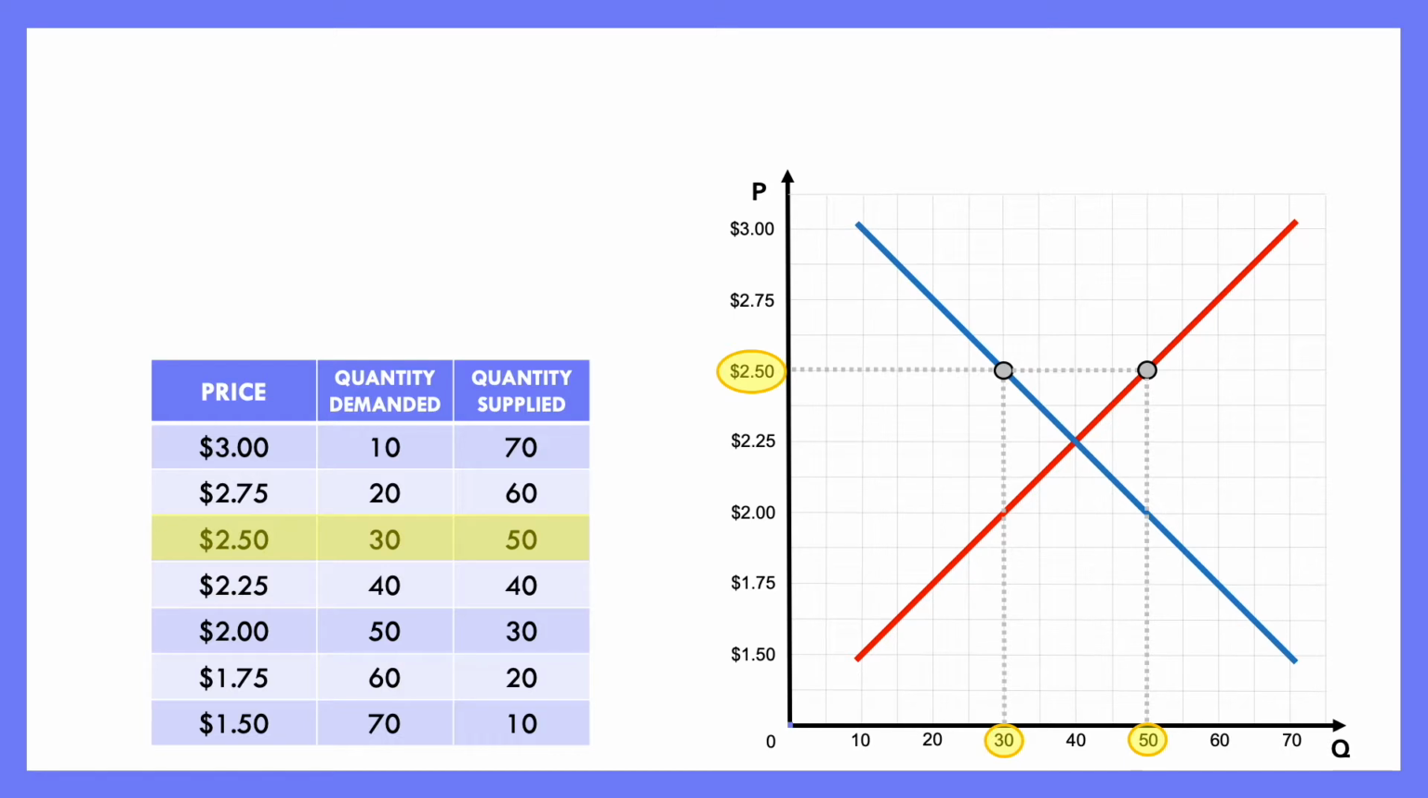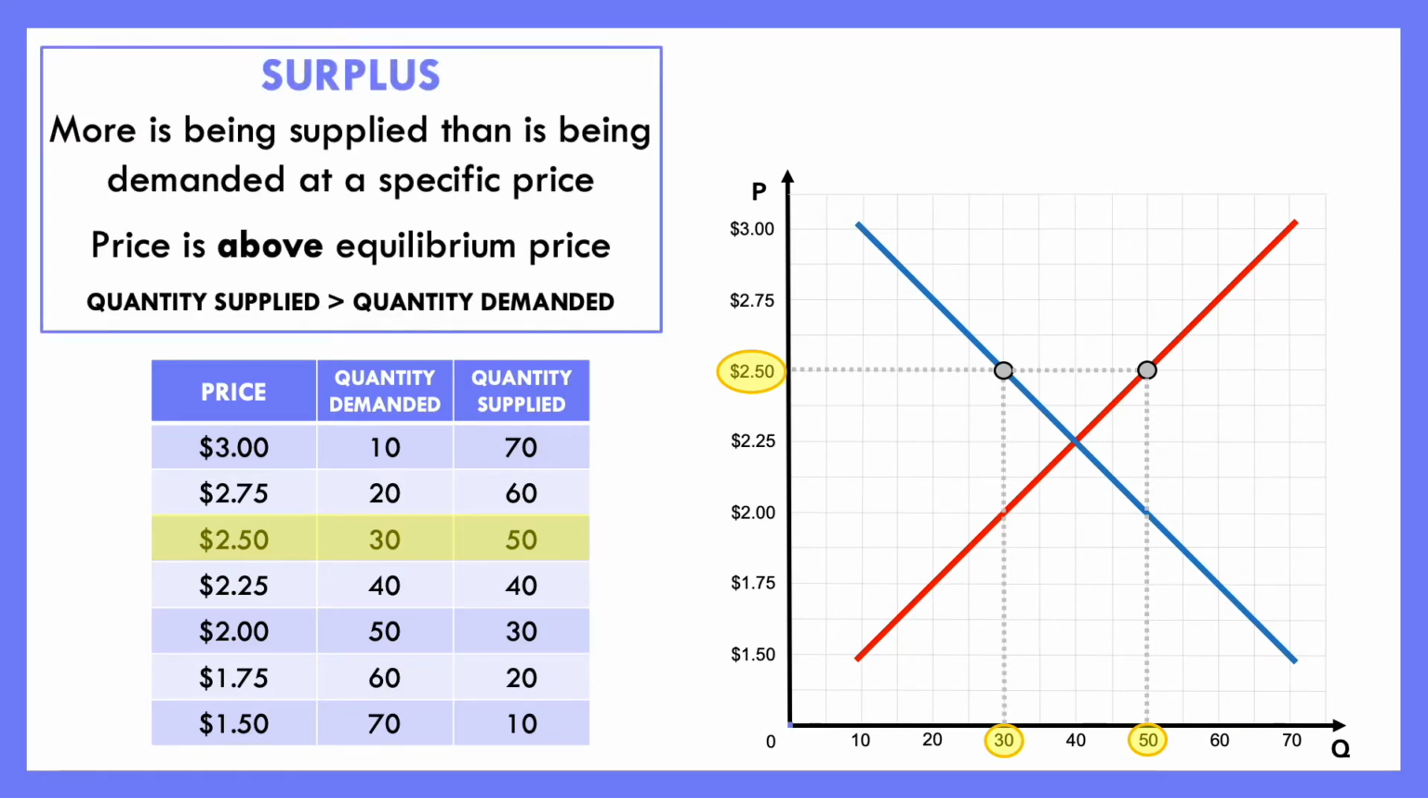What we see is that the amount being supplied, 50 million, is bigger than the amount being demanded, 30 million. And what do we call this? We call this a surplus. A surplus is any time that we see more being supplied or made available than is being demanded. So price is above the equilibrium price. Or another way you can say it is that the quantity supplied is greater than the quantity demanded.